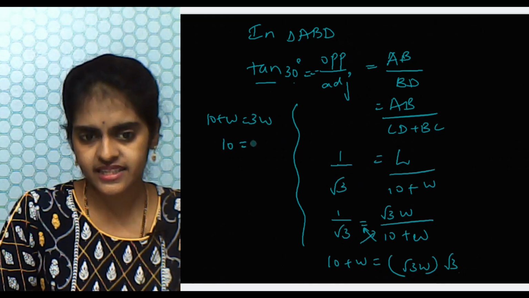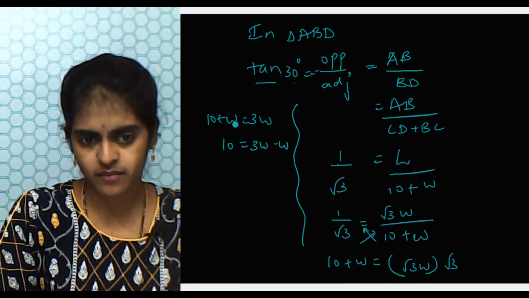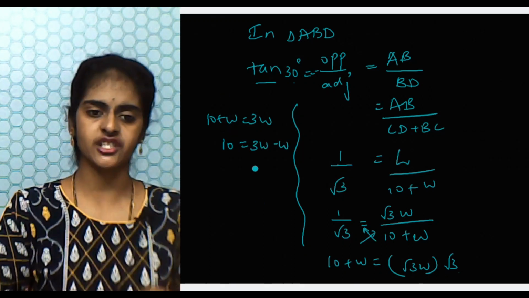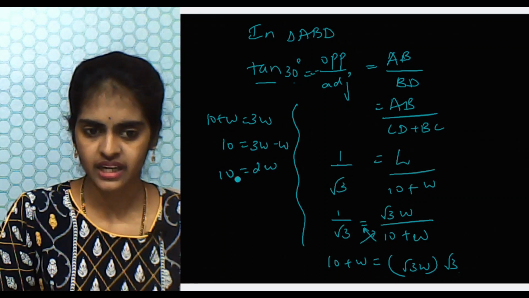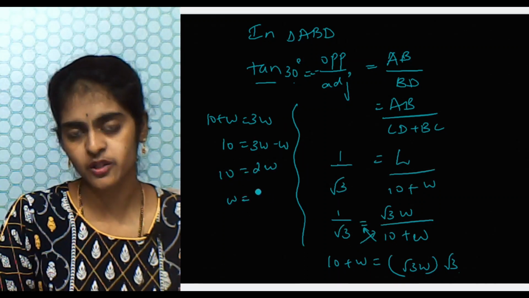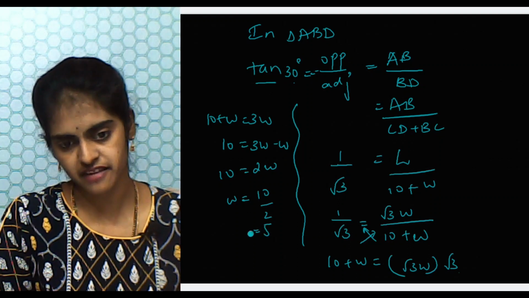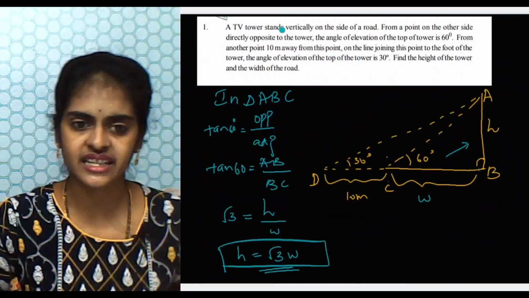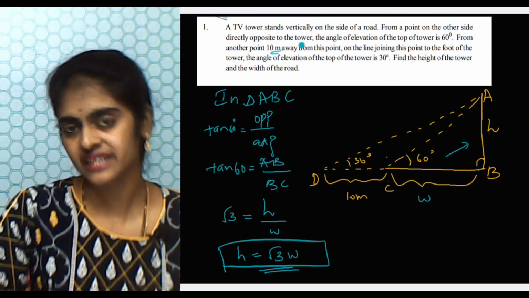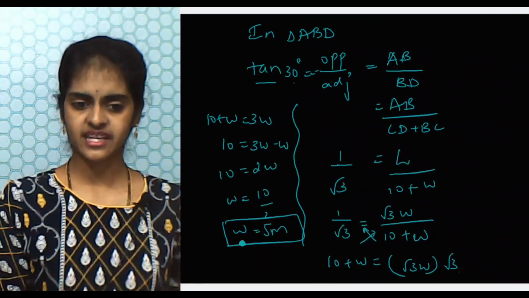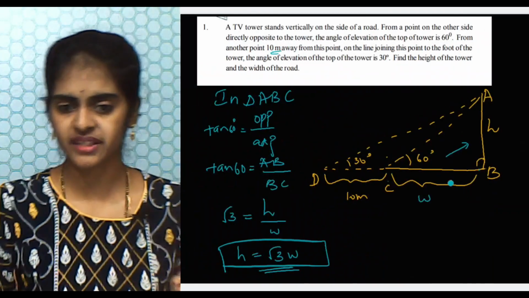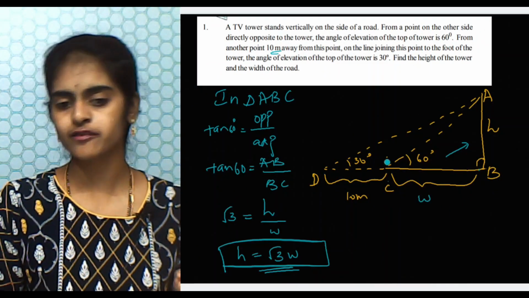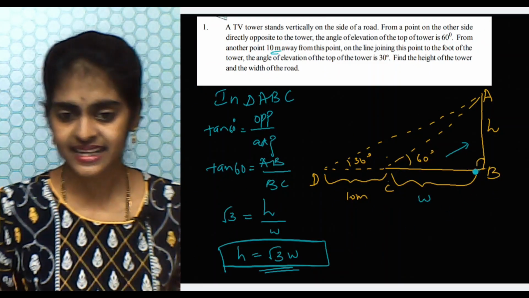Okay, so 10 is equal to 3W minus W. This W I am sending to RHS. So this is 2W is 10. So what is the value of W? It is nothing but 10 by 2, which is 5. You will take it in meters because here it is given in meters, 10 meters away. Okay, so just see, you got W. W is nothing but the width of the road, isn't it? Therefore, width of the road is 5 meters.